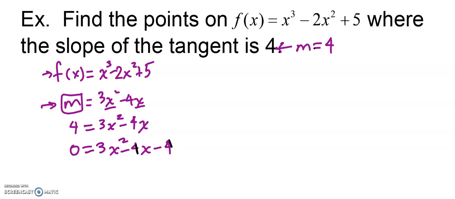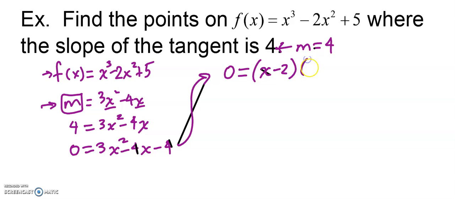And from here, you either have to solve this using our old friend the quadratic formula, or we can use our old factoring skills. If I factored this, I would get 0 equals parentheses x minus 2 times 3x plus 2. Check my work on that and see if I'm right. If you multiply these parentheses back again, and you go back to the 3x squared minus 4x, you know that I would be right. And of course I'm right.